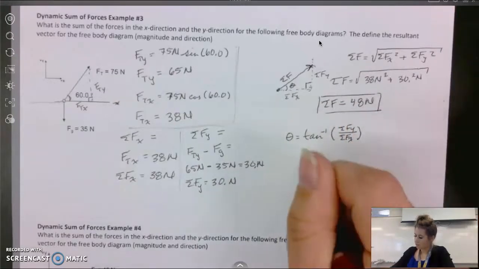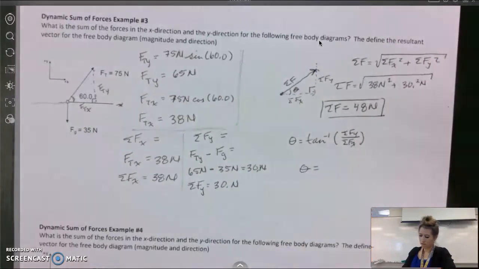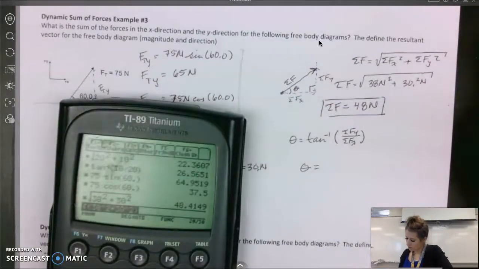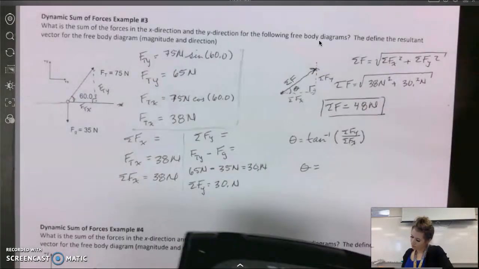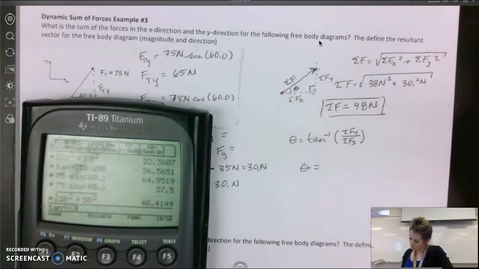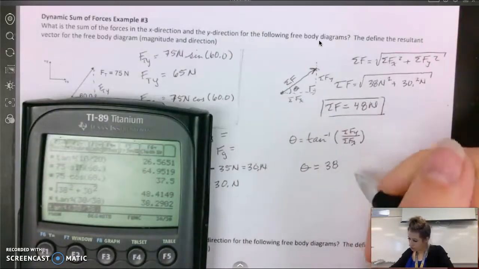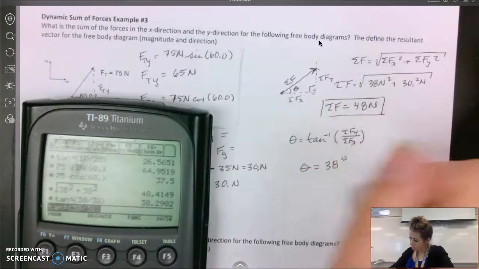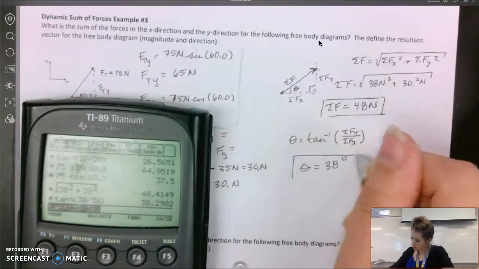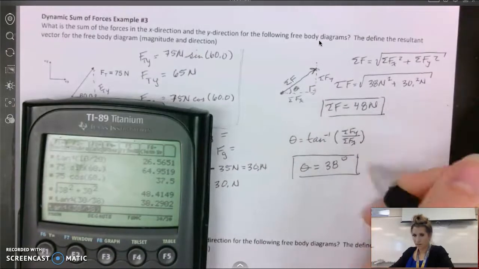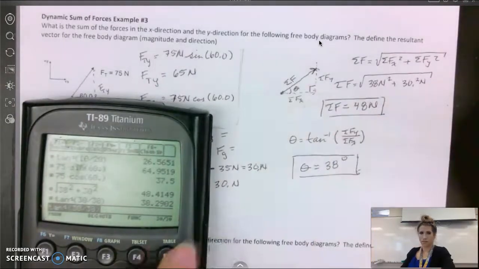Okay. So we're going to have tan inverse, where the sum of the forces in the y is 30 divided by the sum of the forces in the x, which is 38. Okay, so that will be 38 degrees. There's the magnitude and the direction of our resultant vector.